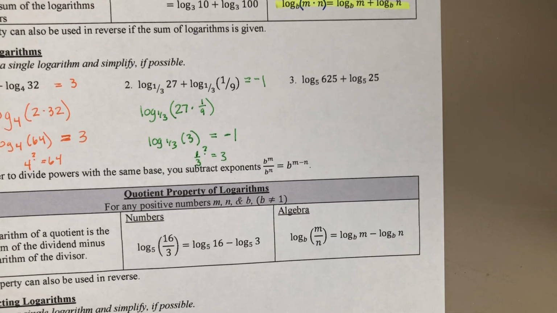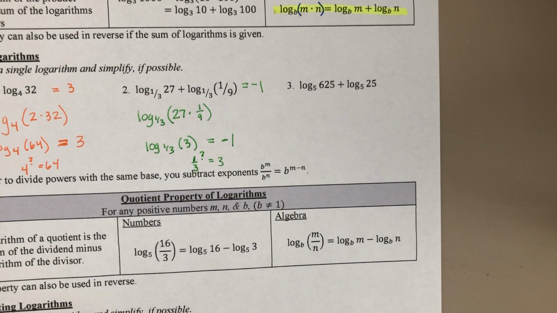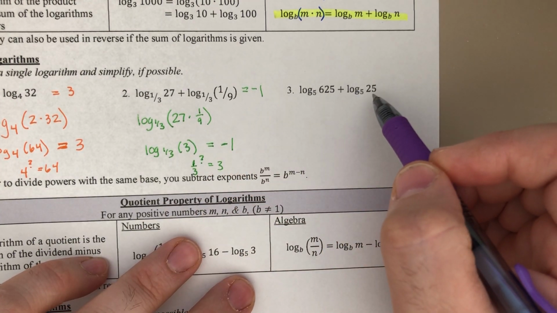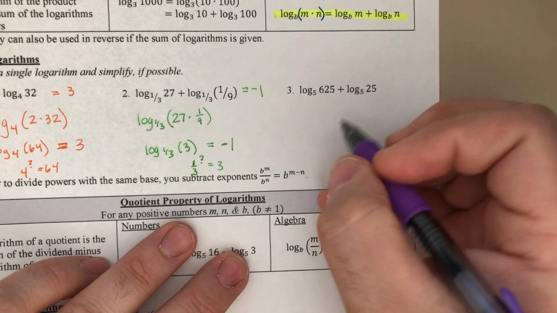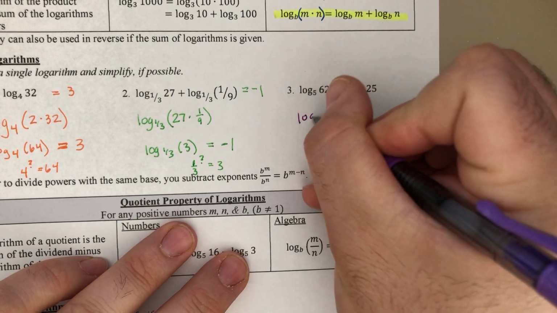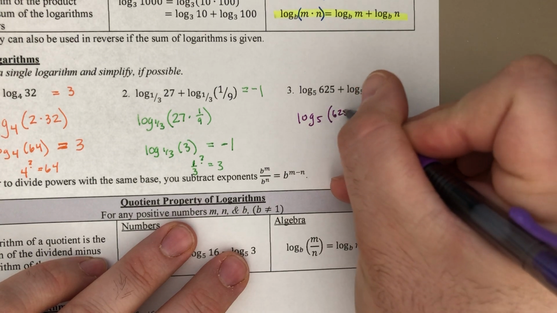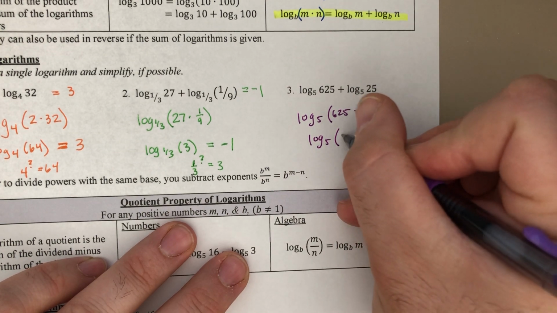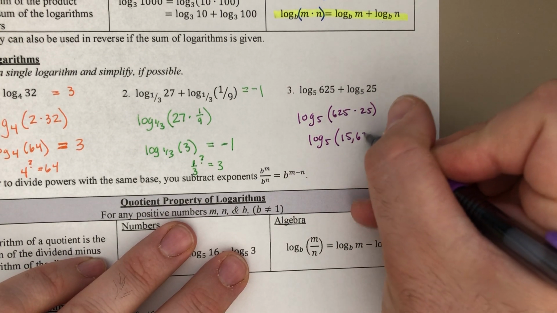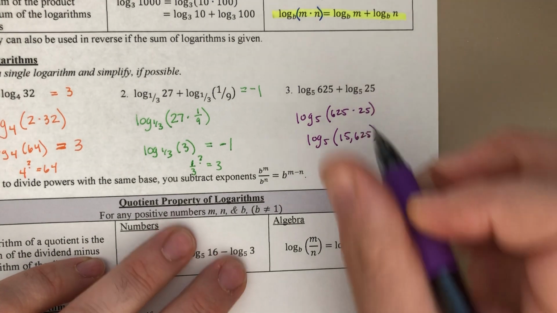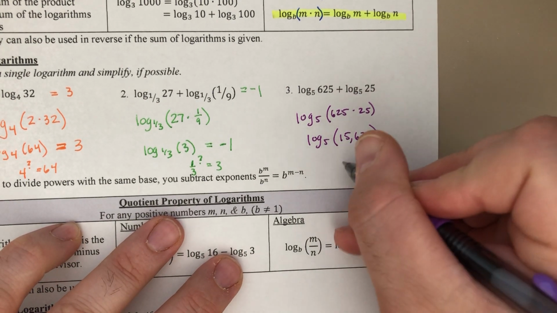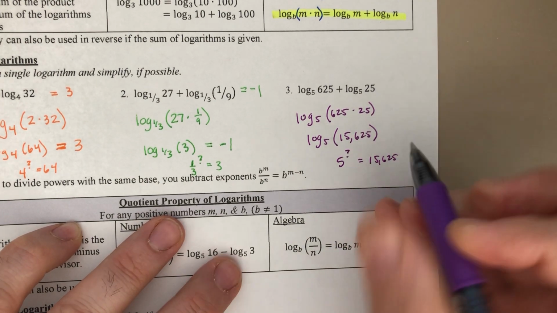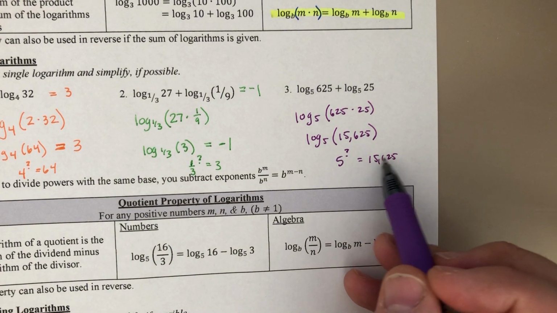And log base 5 of 625 plus log base 5 of 25. Sometimes, if we wanted to do the multiplication, let's see what we have here real quick. This would be log base 5 of 625 times 25. Well, that's a big number. It's 15,625. If I was thinking about the solution here, 5 to the what equals 15,625? That's not so easy to do with mental math. I don't know what that is off the top of my head.